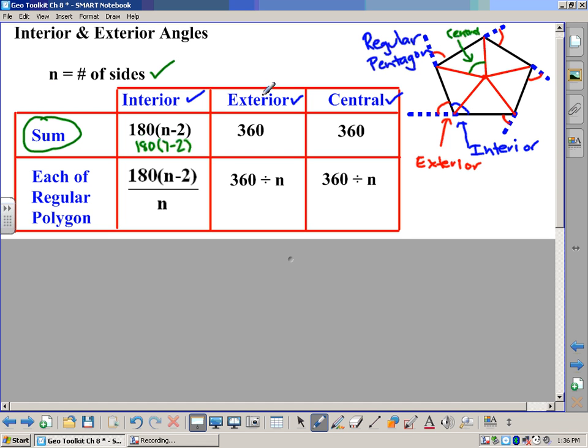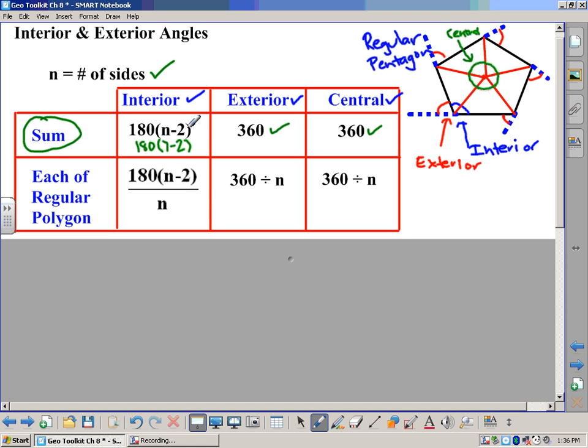For exterior angles, it doesn't matter how many sides are in the figure. It could be 8 sides, 5 sides, 12 sides, 20 sides, whatever. The sum of the exterior angles is always going to be 360. Same thing with the central angles. If I take one central angle and then the next one, and the next one, and the next one, it makes a circle. So the sum of the central angles will always be 360. If you want to know how much each interior angle, or each exterior, or each central angle is, that's a different story.